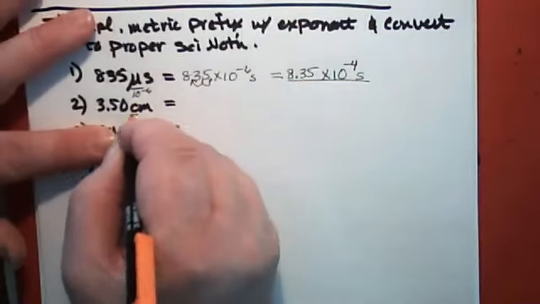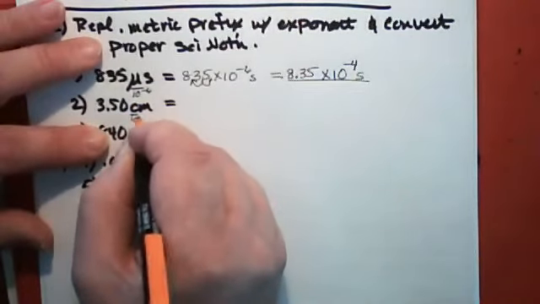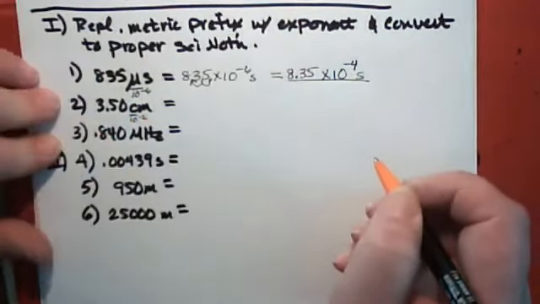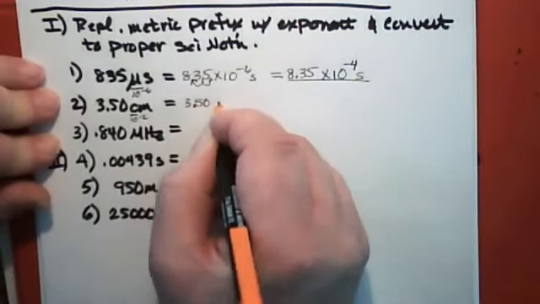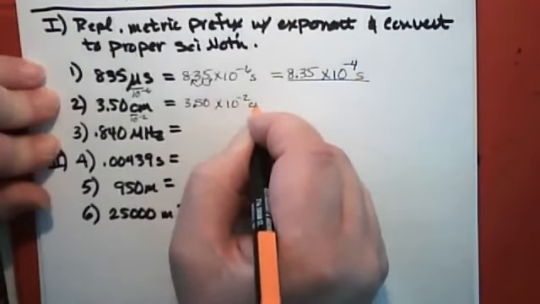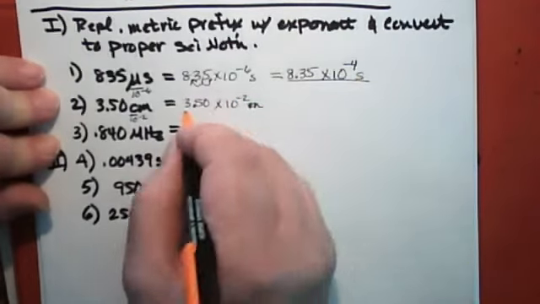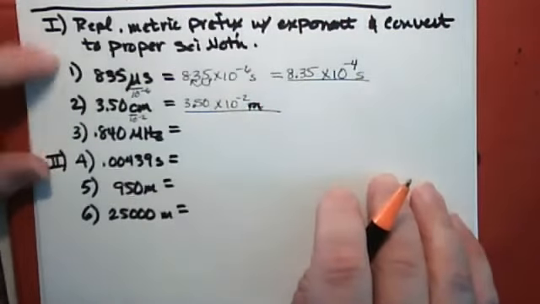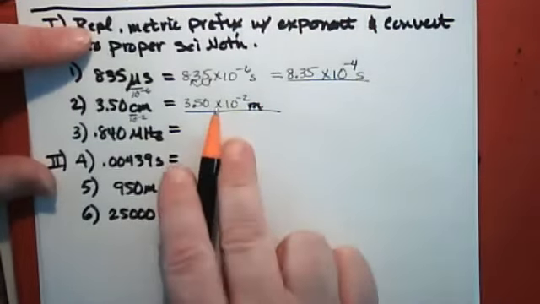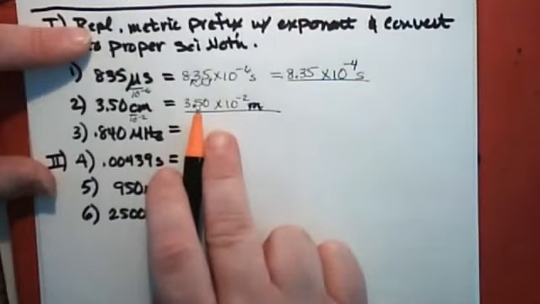Okay, 3.50 centimeters. Centi is 1/100th, or 10 to the minus 2. So this would be 3.50 times 10 to the minus 2 meters. And that is proper scientific notation, because the first part is between 1 and 10.